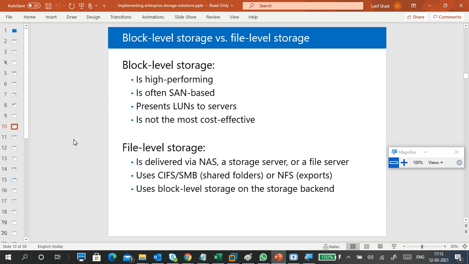File level storage is delivered via a NAS storage server or file server, using file share protocols like CIFS, SMB or NFS, like an export protocol. It uses block level storage as a storage backend, but it's not itself block level storage.